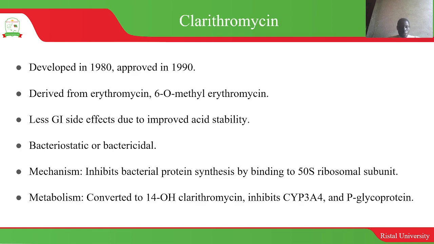The next is clarithromycin. Clarithromycin was developed in 1980 and approved in 1990, derived from erythromycin, 6-O-methyl erythromycin. It has less gastrointestinal side effects due to improved acid stability. It can be bacteriostatic and also bactericidal. The mechanism of action: it inhibits bacterial protein synthesis by binding to the 50S ribosomal subunit. Remember, the other one was binding to 23S, but here this is where clarithromycin acts, on the 50S subunit. Metabolism is converted to 14-hydroxyclarithromycin and it inhibits the cytochrome P450 3A4 and also the P-glycoprotein.